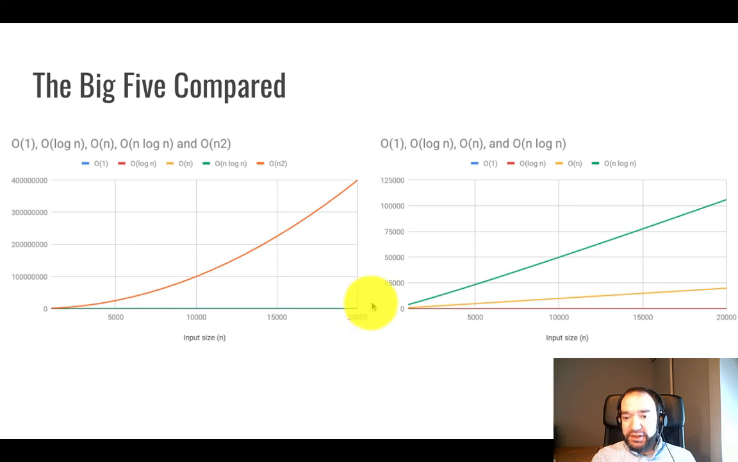So to focus a little bit more on the ones that are close to each other, on the right I have the first four, not including big O of n squared, as they grow as a function of n. And what you can see in green is n log n. It's the fastest growing, so that would be the slowest operation to run. Big O of n is in yellow. It comes in second. And then the others, big O of log n and big O of 1, are on top of each other here. They're indistinguishable in this graph. So as I said, big O of 1 and log n in practice are pretty close.